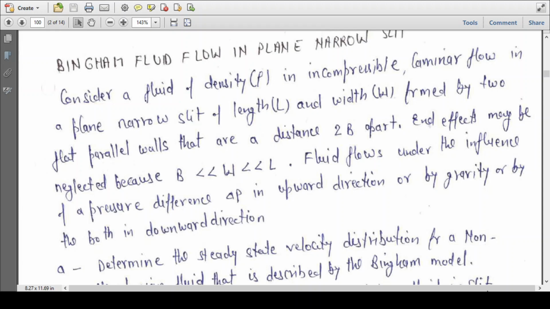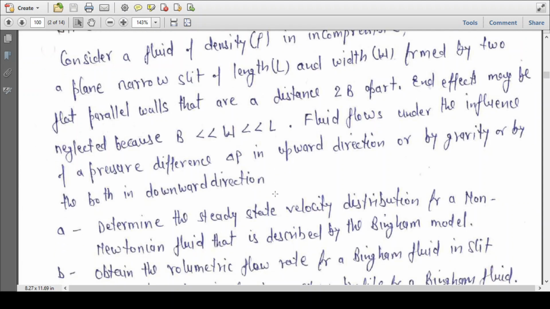End effects may be neglected because the distance between the two plates, b, is very much less than the width of the plate and the length of the plate. Fluid flows under the influence of a pressure difference delta P in the upward direction, or by gravity, or by both in the downward direction.